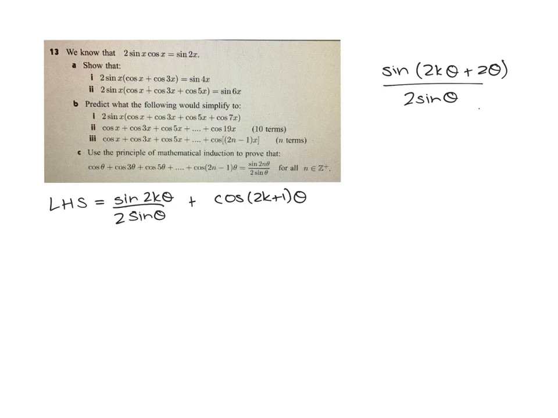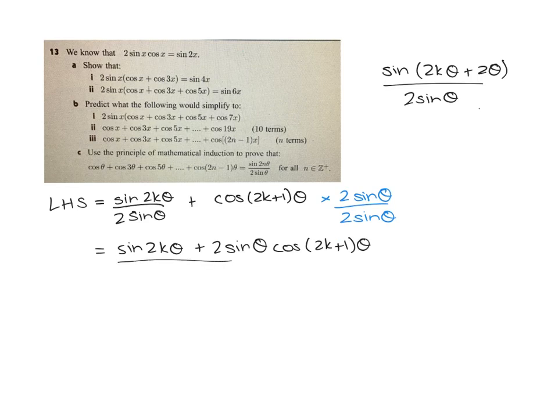I did not do that. So I'm going to multiply by the common denominator first. It does not matter which way you do it. So I'm doing it like that. That's then going to make it sine 2k theta plus 2 sine theta cos (2k plus 1) theta all over 2 sine theta, right? And then I wrote that wrong. I wrote 2 sine theta cos 2 theta.